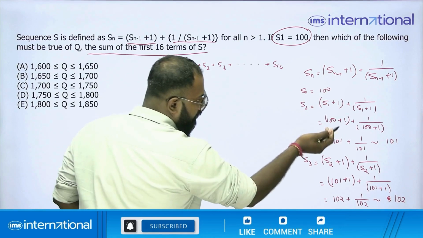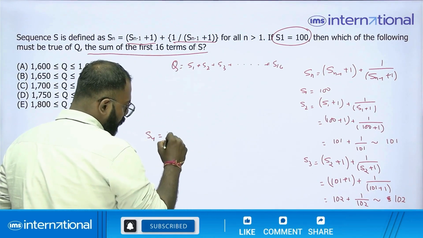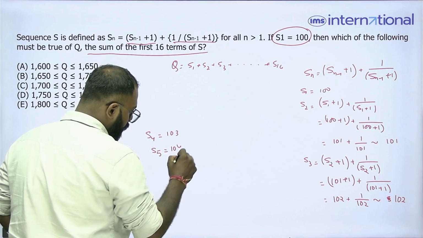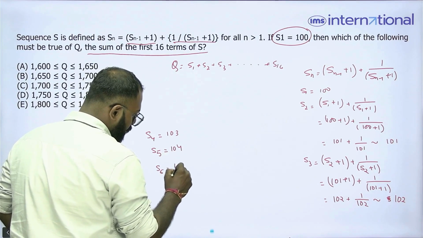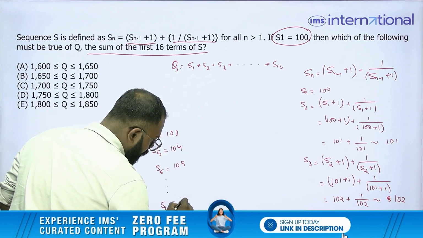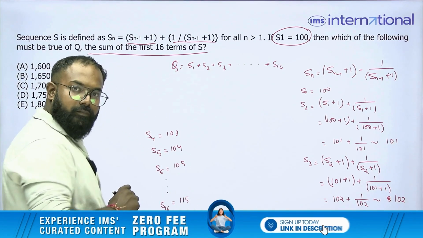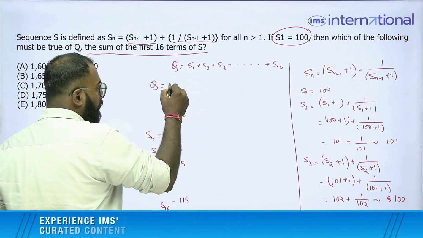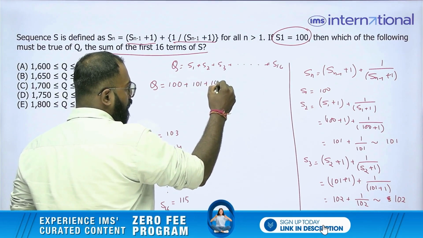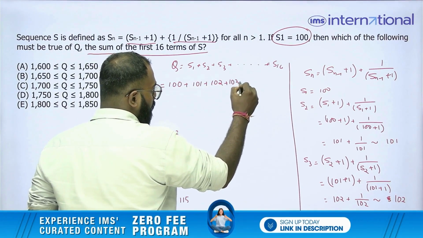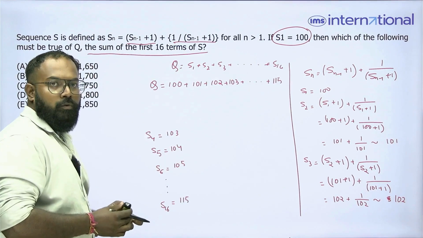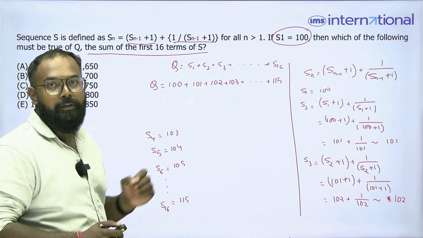Now I can see the trend and I can say that S4 is going to be 103, S5 is going to be 104, S6 is going to be 105, and so on till S16 is going to be 115. Clear? Now you are asked to find the sum of 100, 101, 102, 103 till 115. Now this is an example of arithmetic progression.